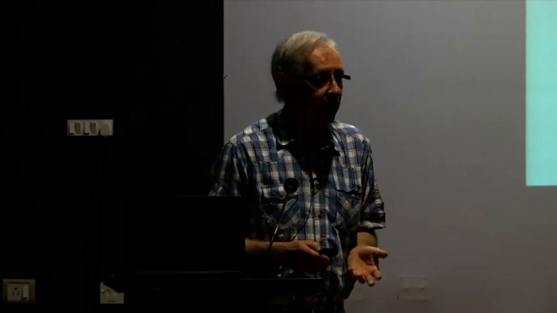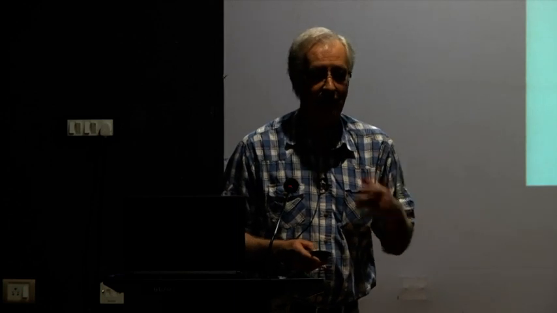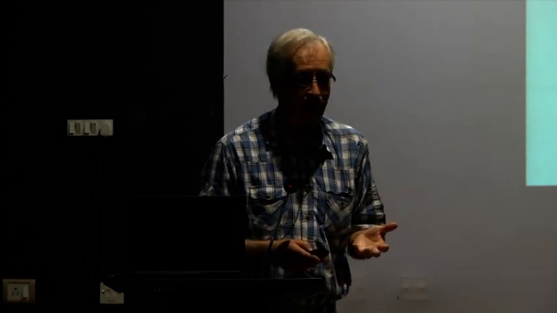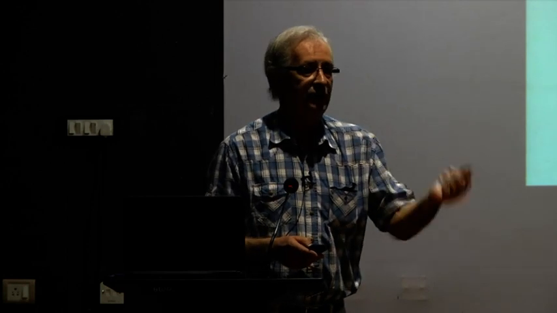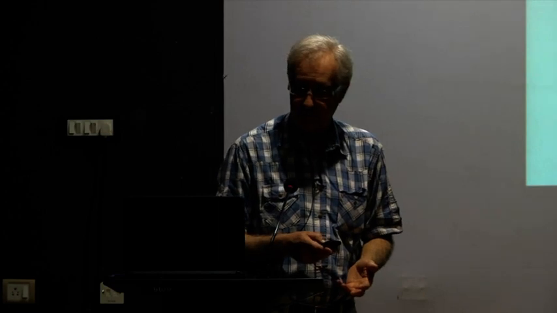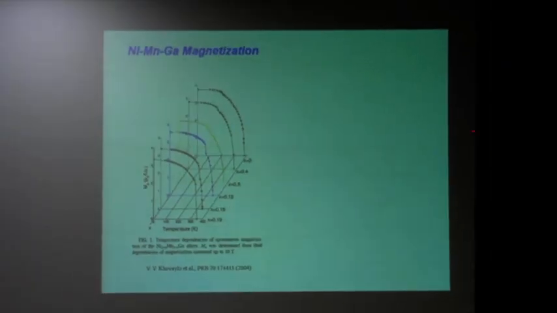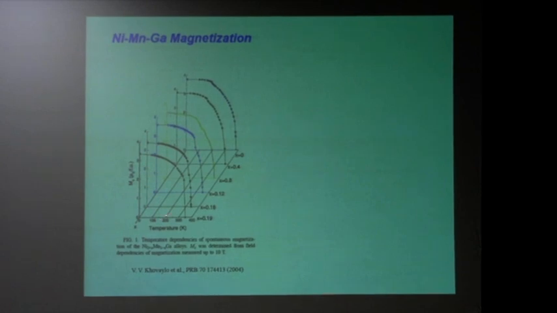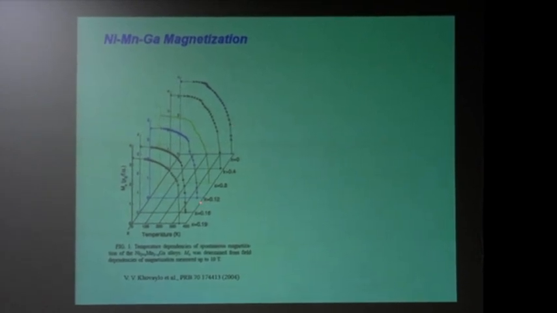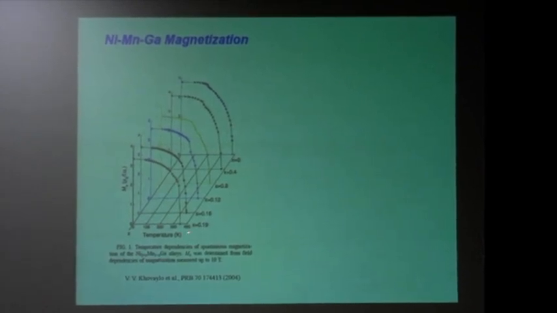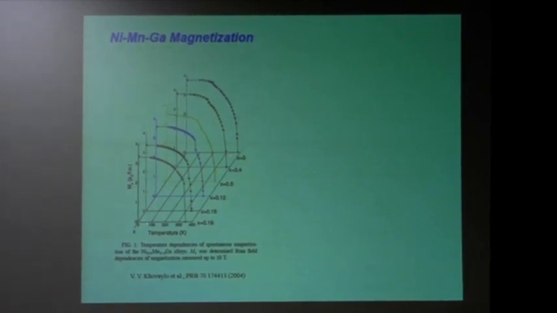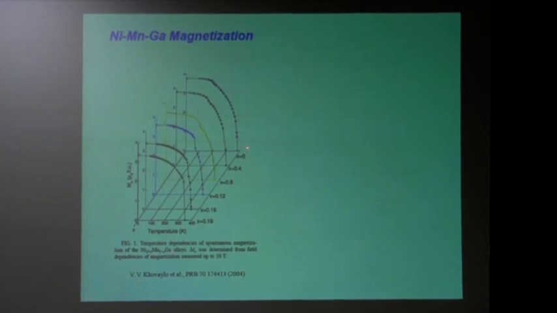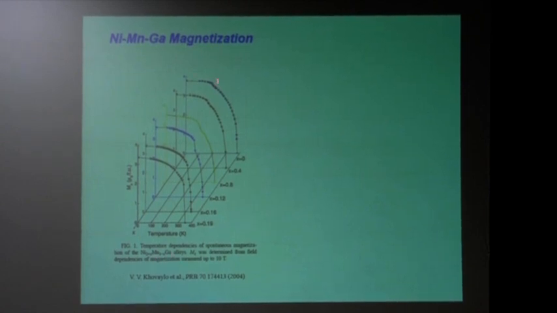Since these things are magnetic, we should be looking at the magnetic properties of these things. What is happening here? What is unique about nickel, manganese, gallium? If we look at the nickel, manganese, gallium with varying composition, we had the Ni2MnGa alloy, which is here, the X equals 0, with a martensitic transition temperature around 200 Kelvin here, right?